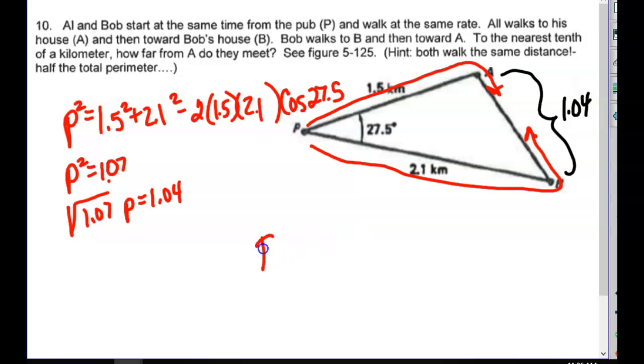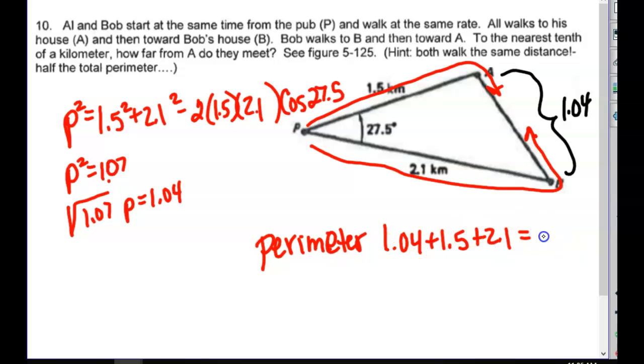Can you find the perimeter? 1.04 plus 1.5 plus 2.1 is 2, 3, 4.64. Okay. And then if we cut it in half, they should each walk 2.32. Okay. So the question is, how far past A do they meet up?